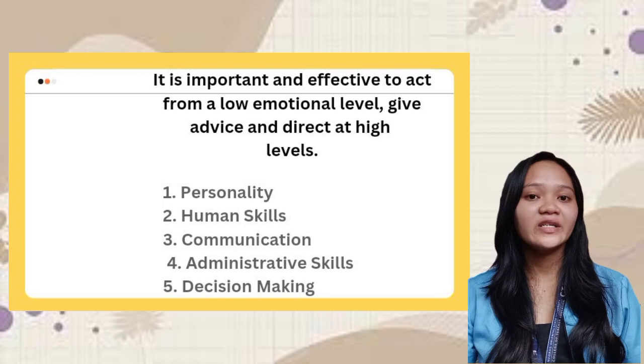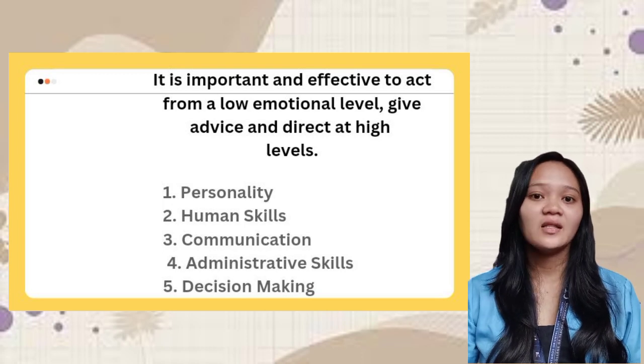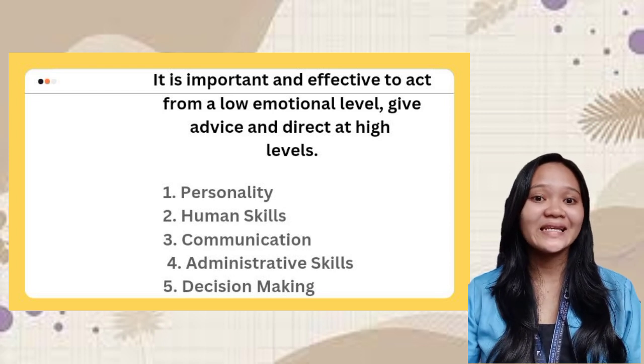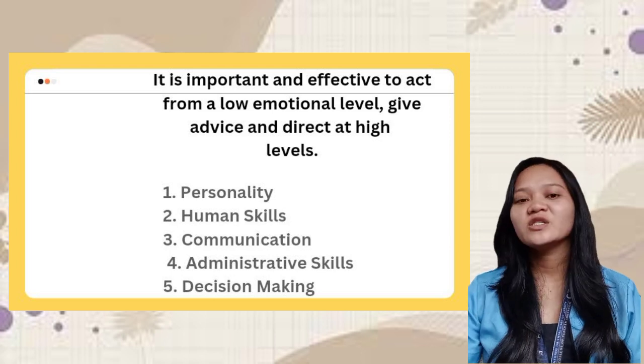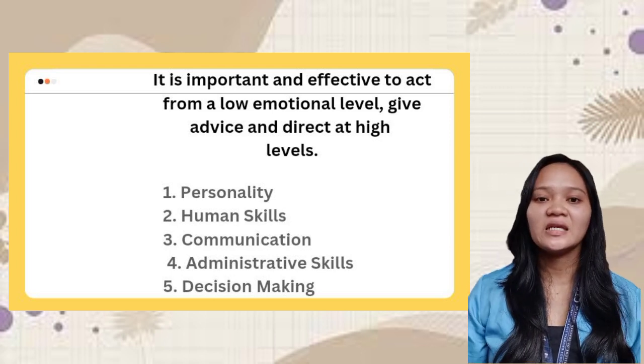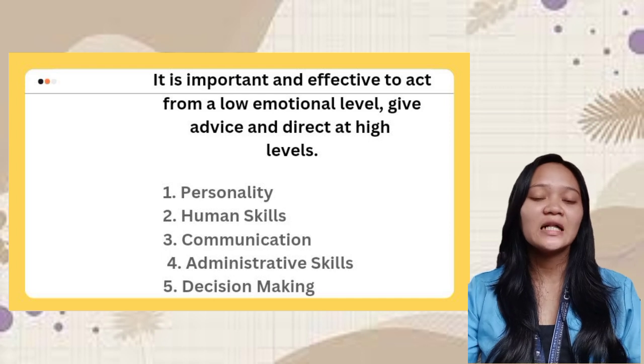The fourth one is administrative leadership. Leadership should be administered as required to undertake management functions such as planning, organizing, directing, and controlling. So the fifth one is decision making. Leadership effectiveness helps leaders in effective decision making.